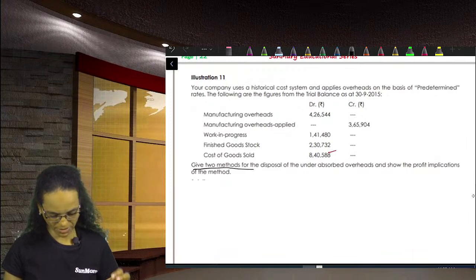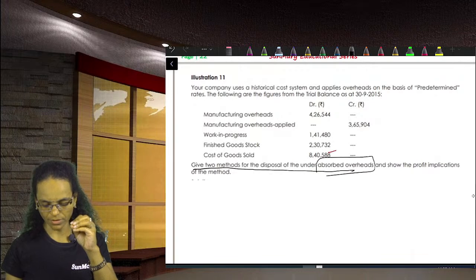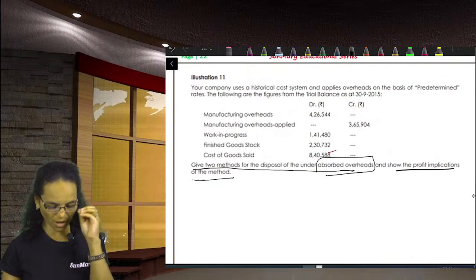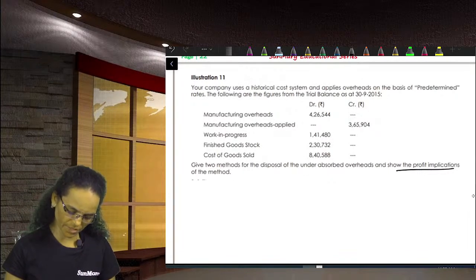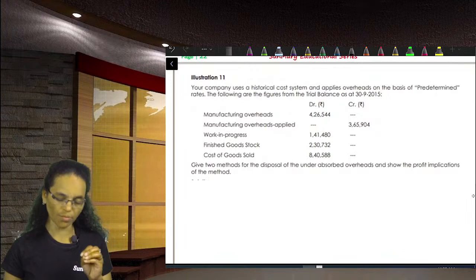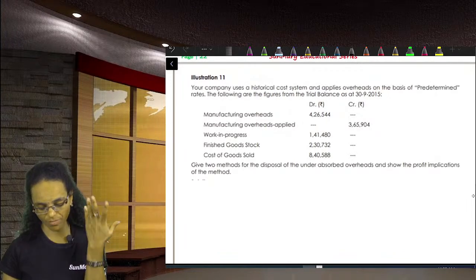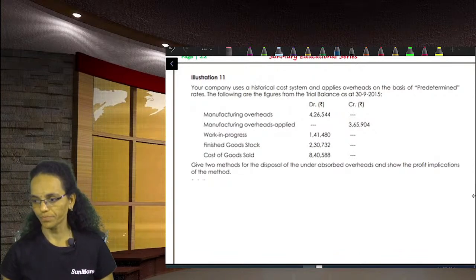Give two methods for disposal of under absorbed overheads and show the profit implications of the method. Okay. This type of problem can be expected for 4 marks, sometimes 3 marks, sometimes 2 marks also. So pay attention.